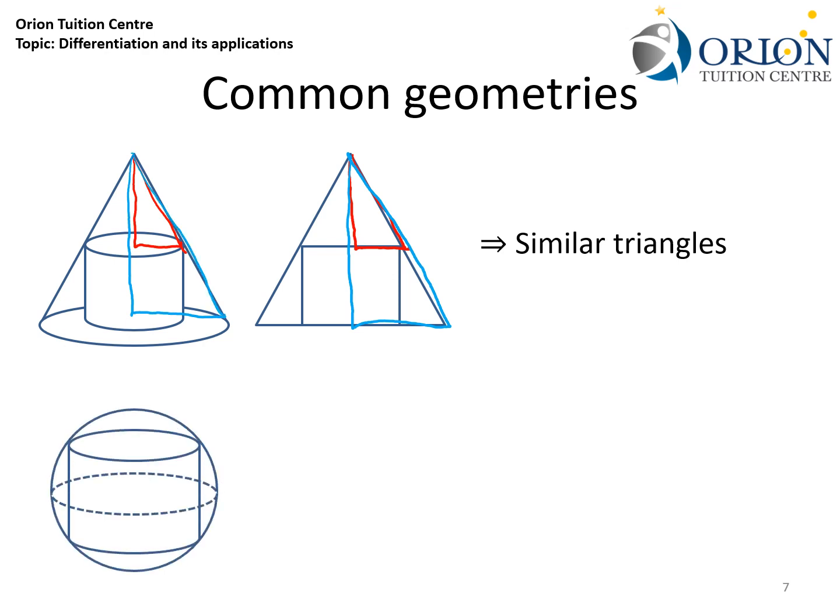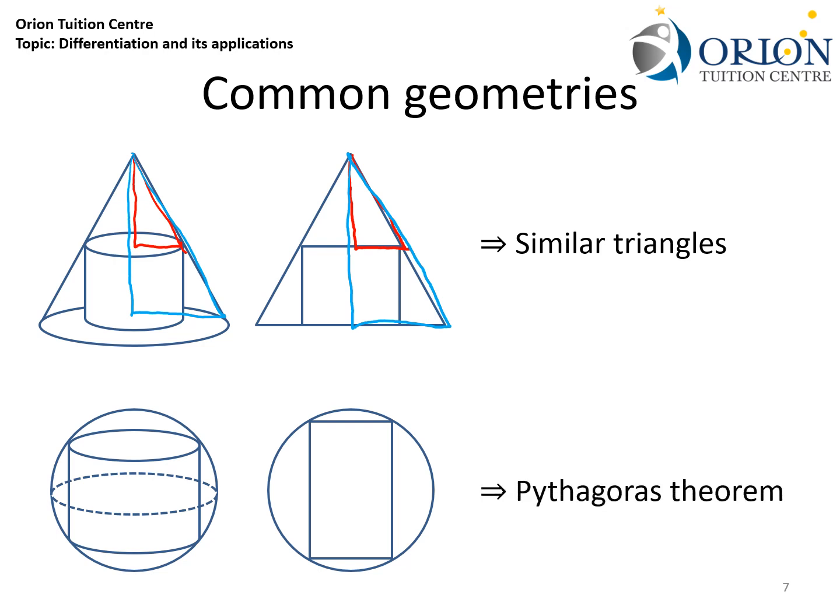In the second geometry, we have a cylinder inscribed in a sphere or a rectangle inscribed in a circle. In this case, the constraint equation can be formed using Pythagoras' theorem between the radius of the circle and the two half sides of the rectangle, like this. And the same thing over here, the radius of the sphere with the two half sides.